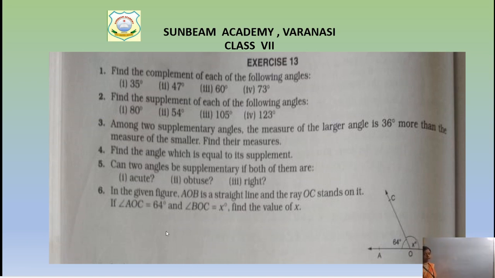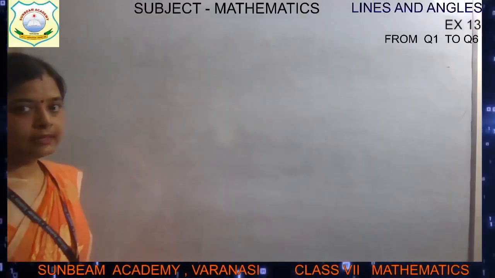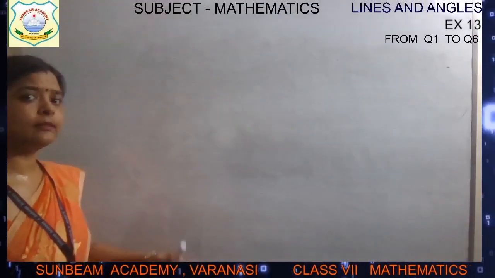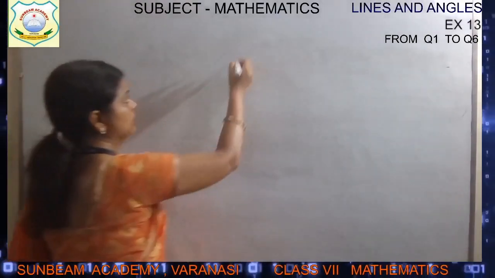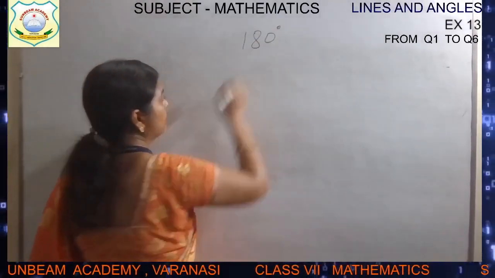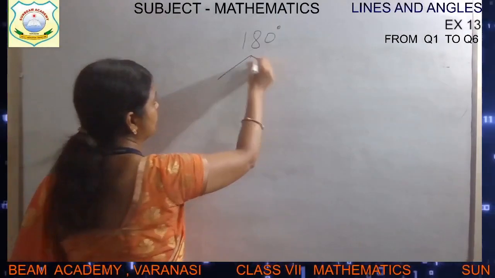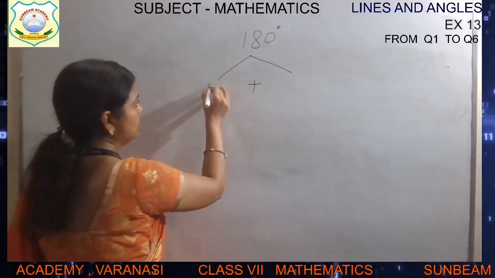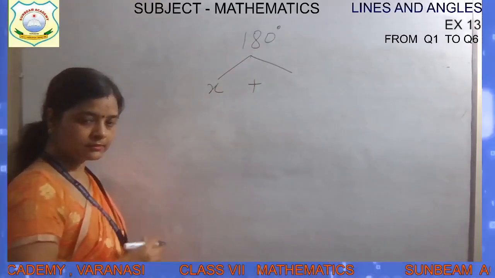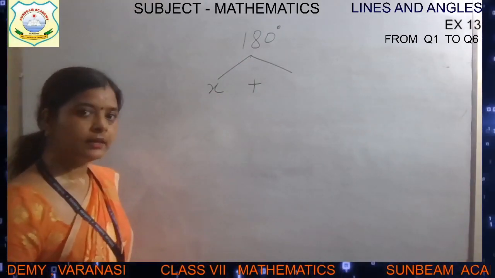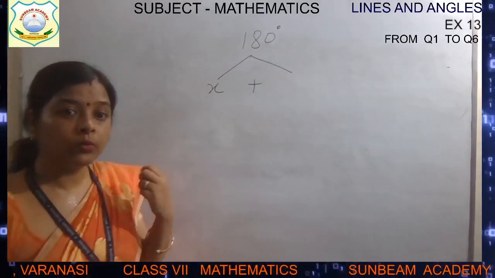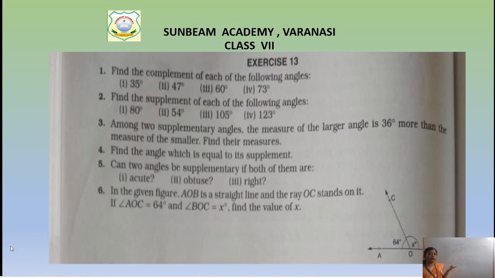Now question number 3 is, they said that among two supplementary angles, they declared that there are two supplementary angles. So what is the sum of supplementary angles? 180 degrees. There will be two angles whose sum is 180 degrees. Let one of the angles be x, because we don't know both. We don't know the angles, but we know the relation between those two angles.